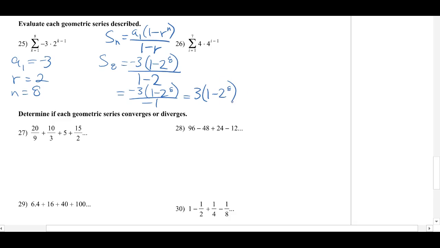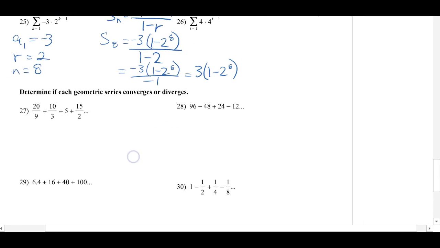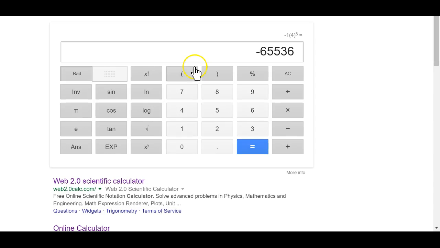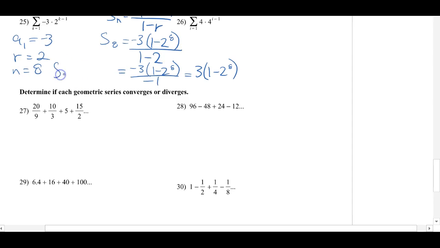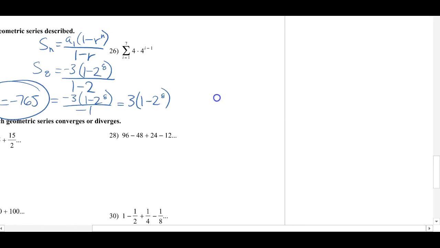Okay, so let me put that in. So now 3 times 1 minus 2 raised to the 8th. Negative 765. So then S8 is equal to negative 765.